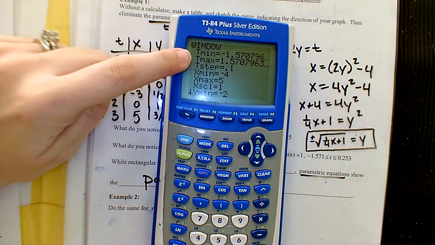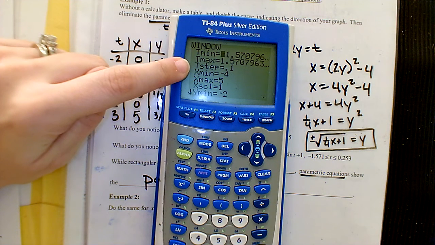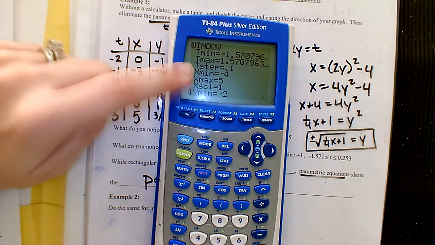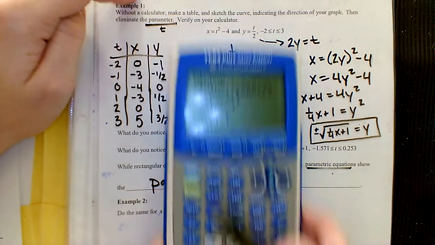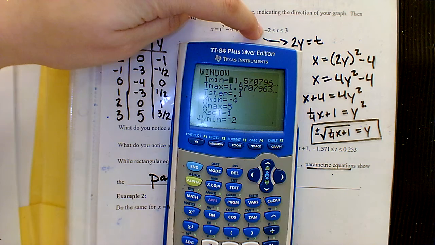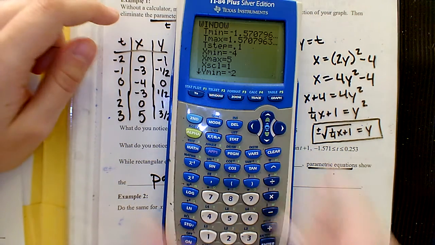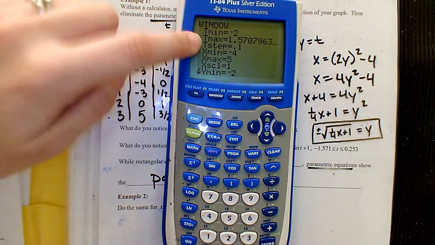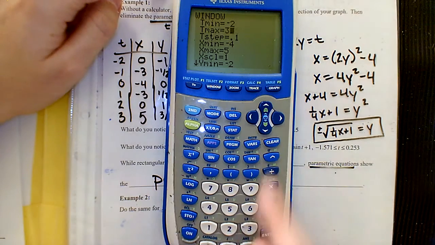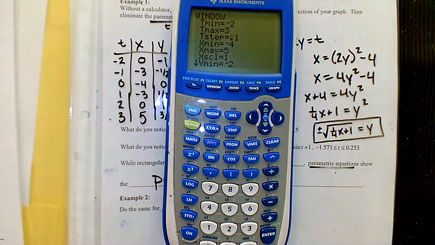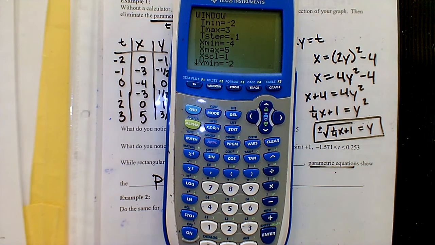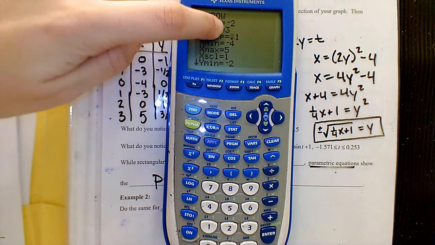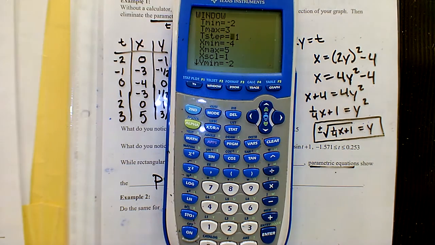When you hit window, notice how the T-min, T-max, and T-step are listed. Those are new, right? The X-min and X-max are going to be the same. Now, for the T's, we're going to utilize the interval that they give us here. So the T-min would be -2. The T-max will be 3. And the T-step is the interval of how you want to count from -2 to 3. So do you want to count by ones?